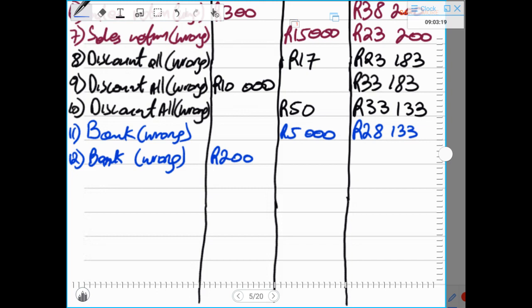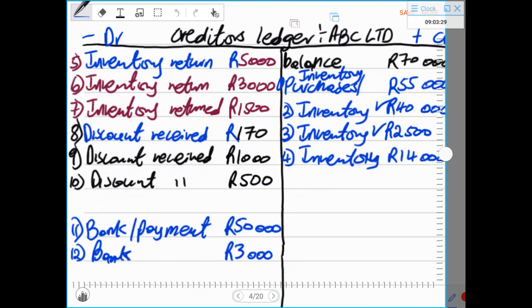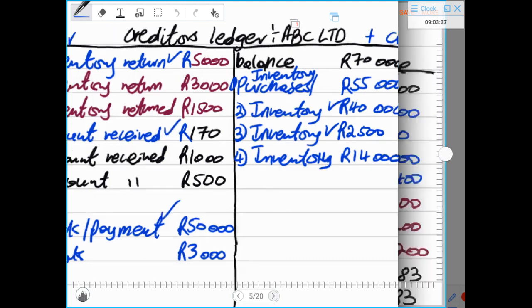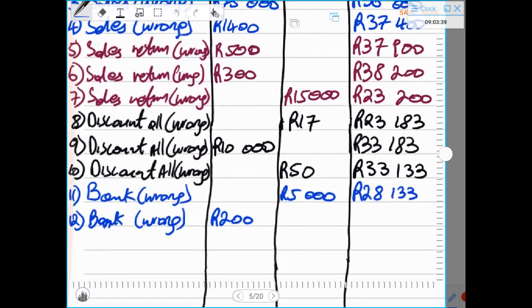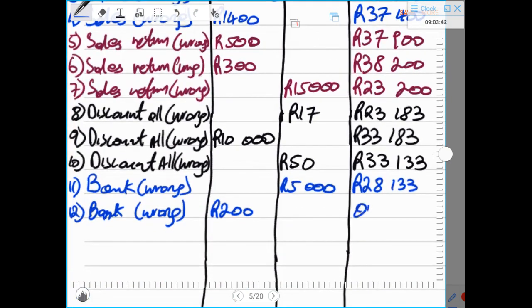So by recording the debit side entry on the debit side of the creditors ledger, meaning by recording any of these entries, either inventory, return, discount, or bank, on the debit side of the statement, it will always overstate the balance. Why will it always overstate the balance? Because the entries that we see on the debit side of the statement, which are a return, a discount, and the payment, which is bank, are all supposed to be reducing the balance.